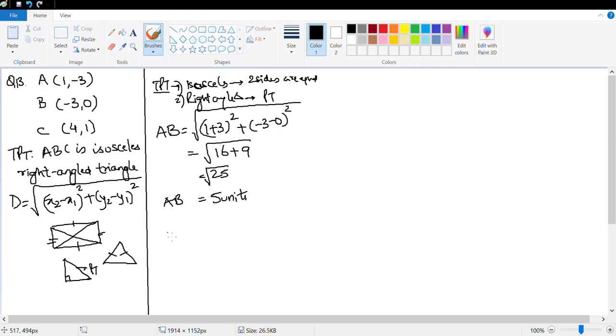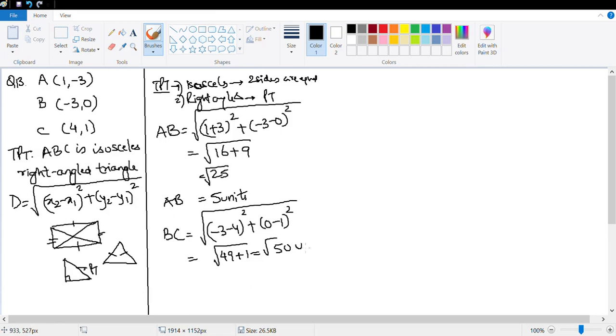Now let's look at BC. So BC will be equal to square root of (negative 3 minus 4) whole square plus (0 minus 1) whole square, which means this is negative 7 whole square, which is 49, and this is 1. So this is equal to square root 50 units, which is equal to 5 root 2 units. 5 root 2, yes, that's 5 into 5, 25, and 2 remains inside. Perfect. Now obviously AB and BC are not equal because they are of different length.